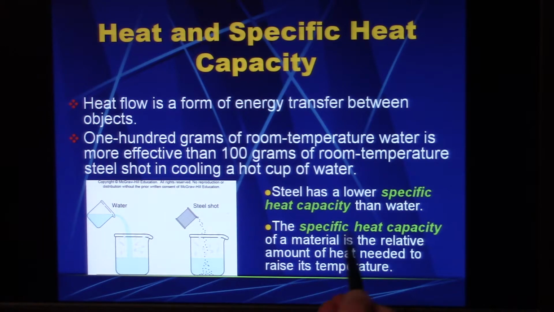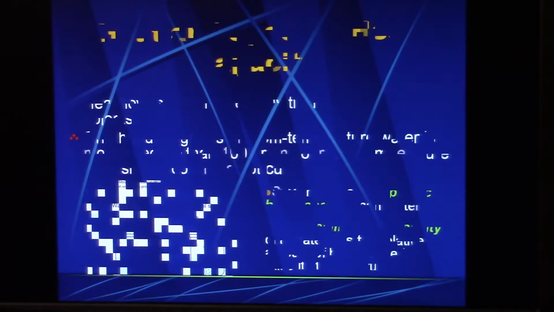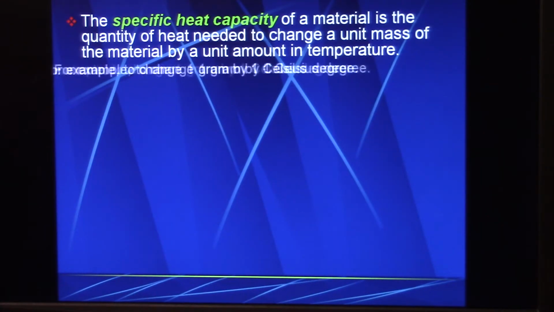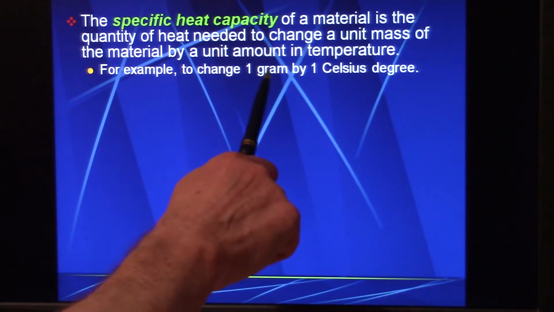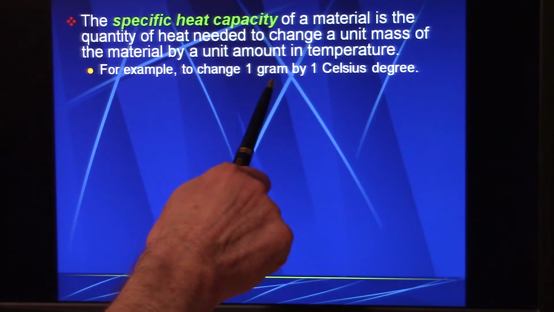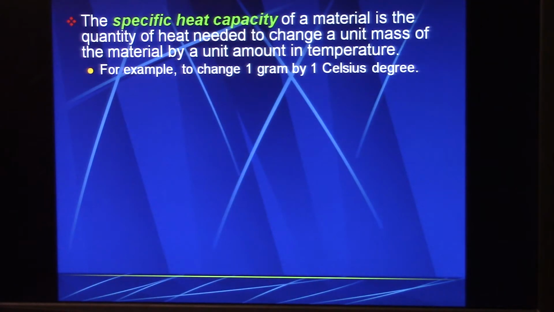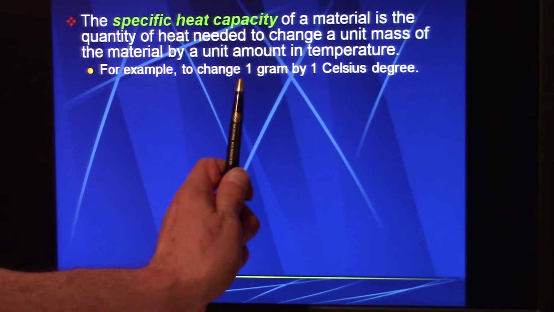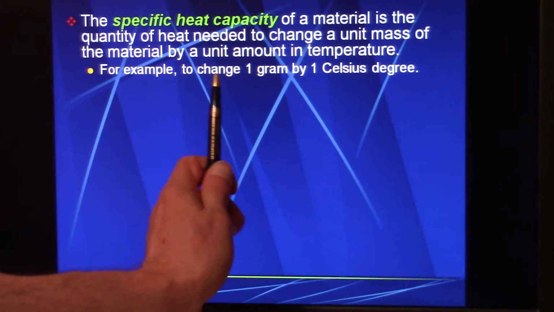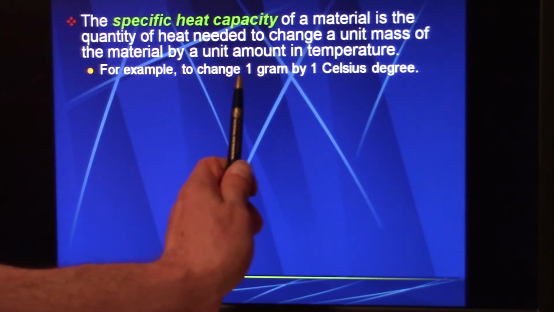Yeah, so the definition is the amount of heat needed to raise its temperature. That's how you define the specific heat capacity. So to change 1 gram by 1 degree Celsius. Notice here they're using grams. That's okay, as long as we're not going to use kilograms. Here we're going to use grams, and then all of our units will stay in grams.